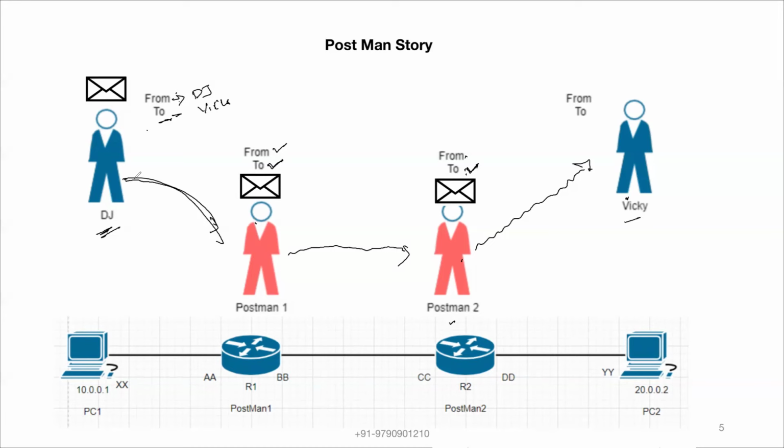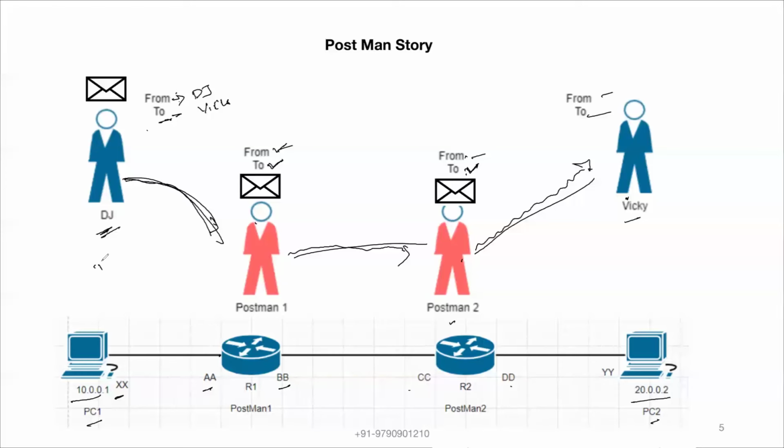So you can see physical movement is happening, but on the letter the logical address is not changing. The same is applicable to normal communication. We have PC1 and PC2. PC1's IP address is 10.0.0.1 and PC2's IP is 20.0.0.2. Now PC1's MAC is XX and this router's interface MAC is AA, BB, CC, DD, YY.